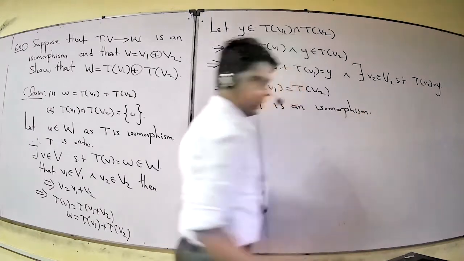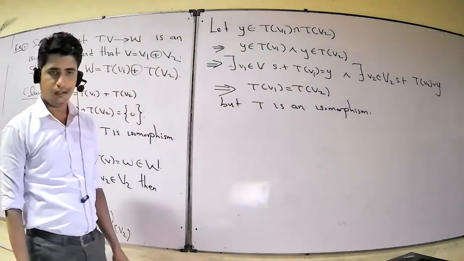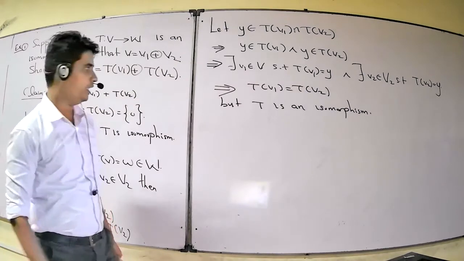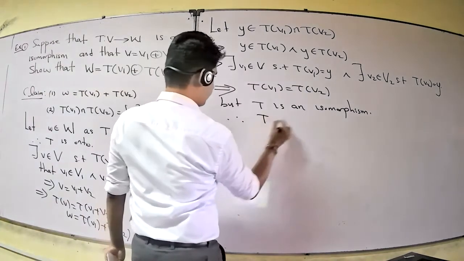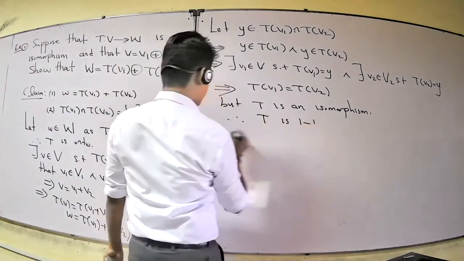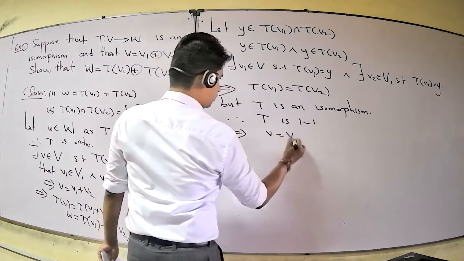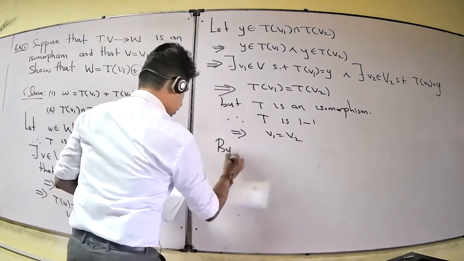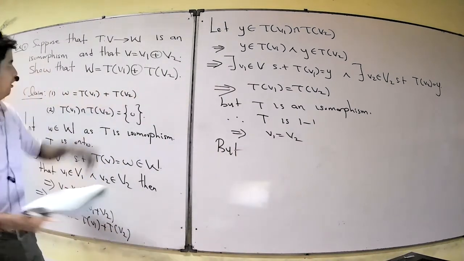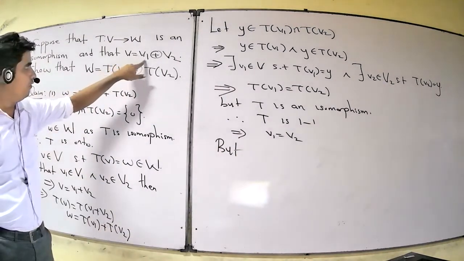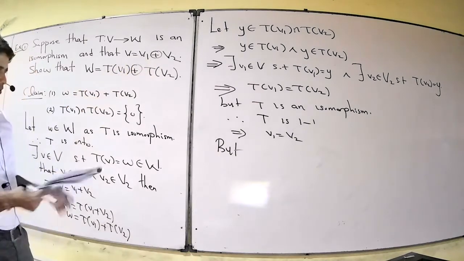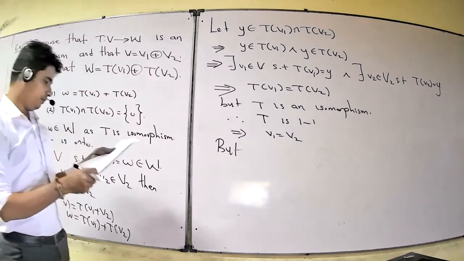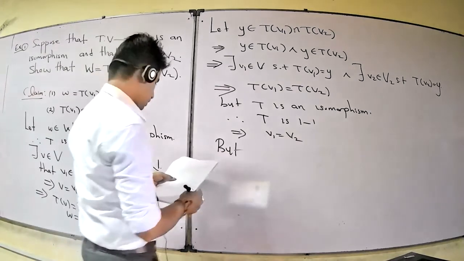Okay, T is an isomorphism, therefore T is 1 to 1. T is 1 to 1 means V1 equals V2. But we have the condition V equals the direct sum of V1 and V2. Now V1 and V2 are equal.